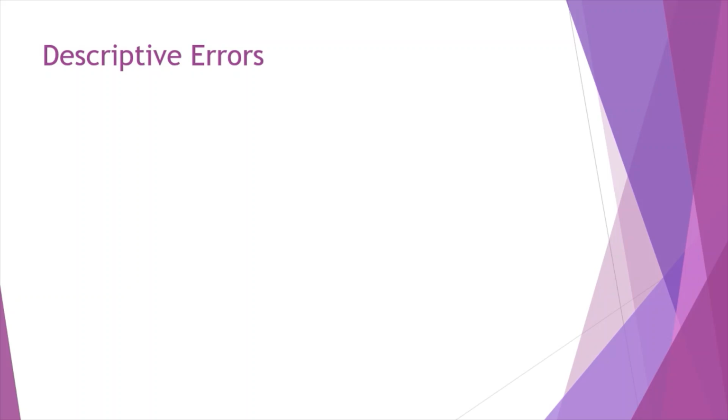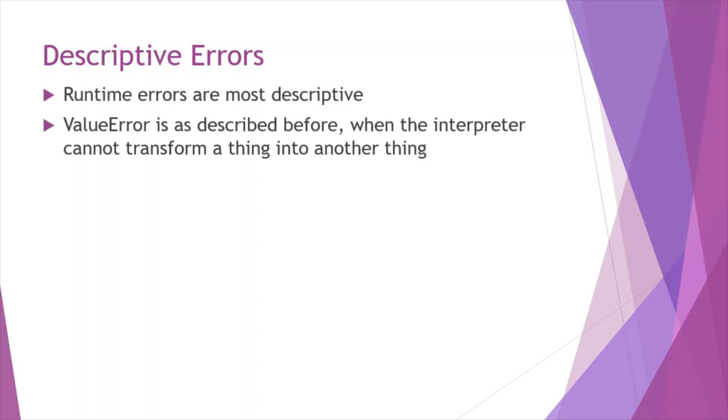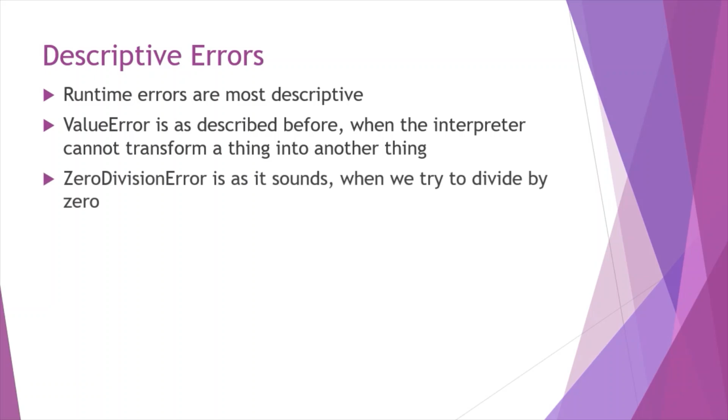So, descriptive errors. Runtime errors are the most descriptive. Value error, as described before, is when the interpreter cannot transform a thing into another thing. A zero division error is basically when we try to divide by 0 and it doesn't work. For example, you might have 0 somewhere in your code that you wanted to change at some point and you didn't for some reason. Maybe you forgot, maybe the data that's coming in is wrong or isn't there, and you just get 0 out and then you'll get a zero division error later on.